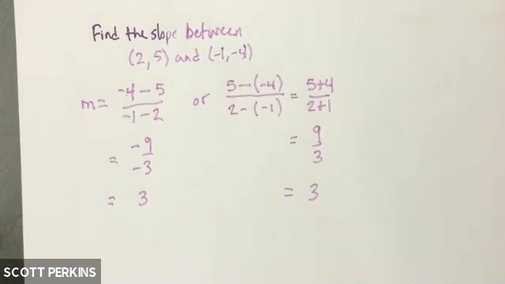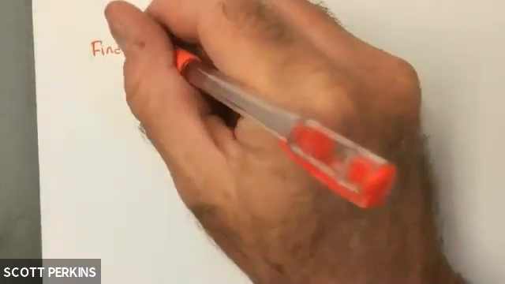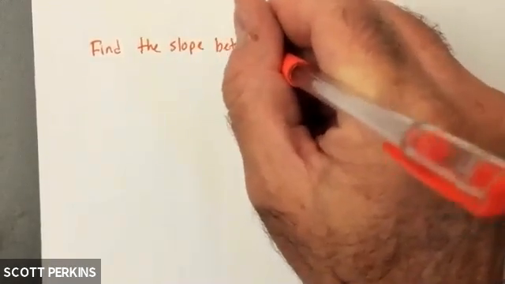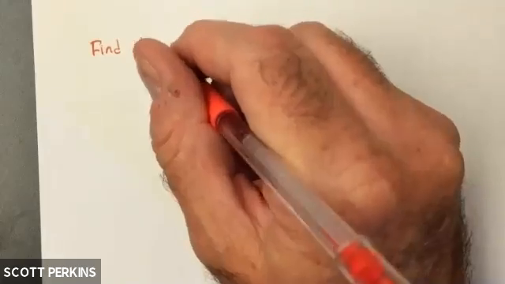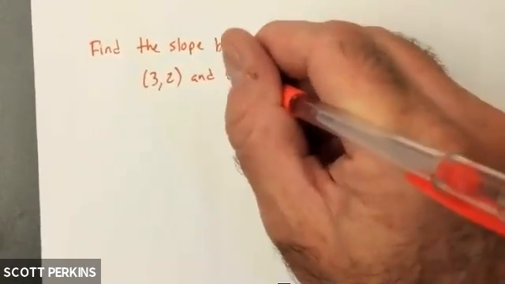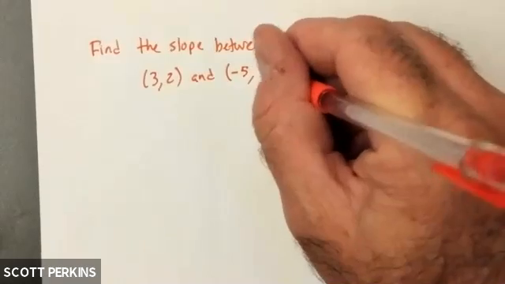So if we're working any examples and you get the exact opposite of what I get, then you subtracted in the wrong order on either the numerator or denominator. So here's your chance. I would like you to find the slope between these 2 points. And your points are going to be 3, 2, and -5, 6.